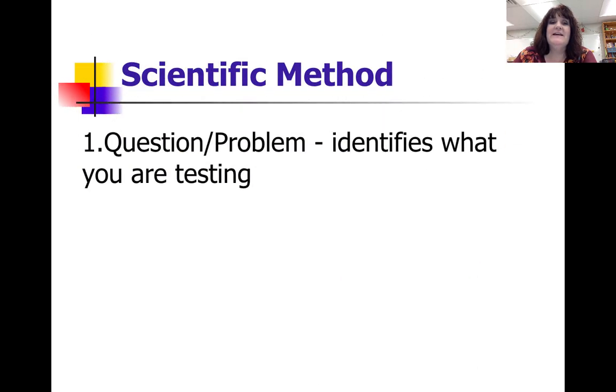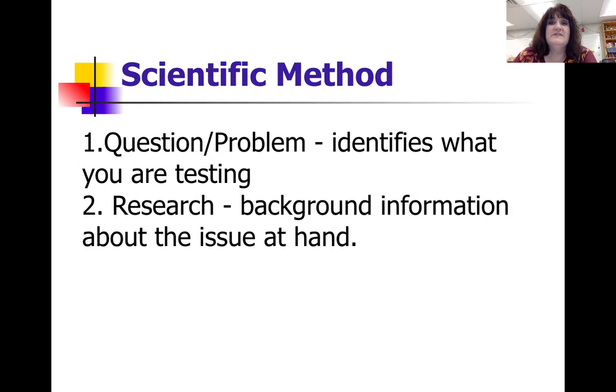The scientific method has 6 primary parts. Part 1 is the question or the problem. This identifies what you are testing. Part 2 is the research, the background information about the issue at hand. This is not the experiment. This is what you already know about what you're doing.